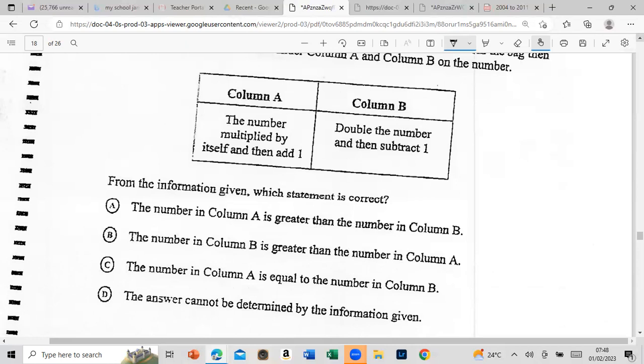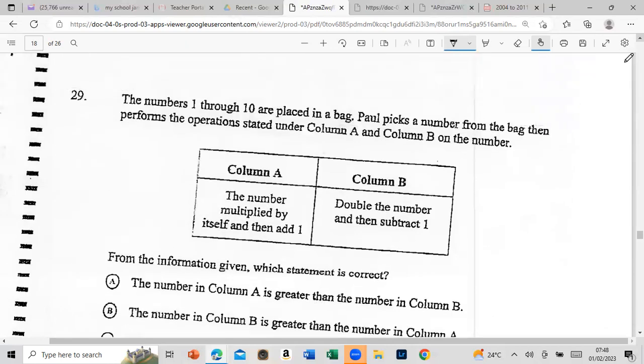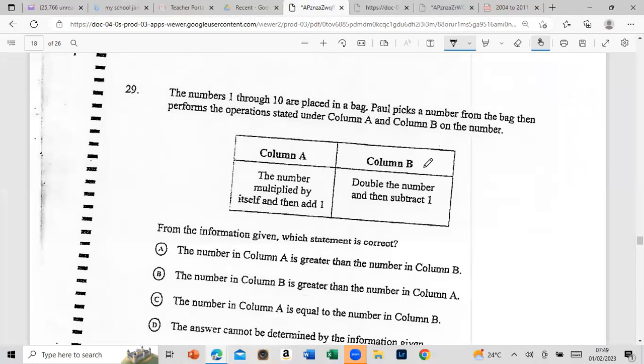All right, so let's say, pick a number from 1 to 10. The numbers from 1 to 10, right? Pick a number from the bag, then perform this operation. Let us say any number, it doesn't matter. Number multiplied by itself, then add 1.